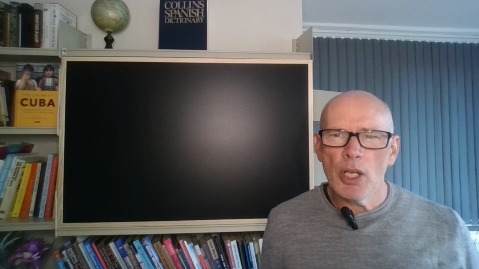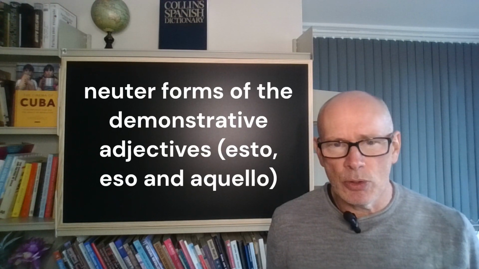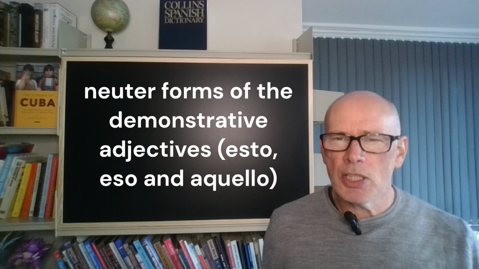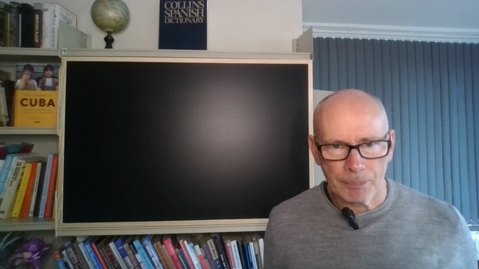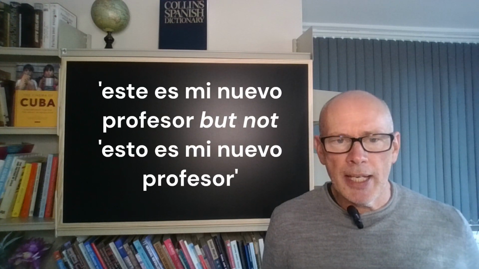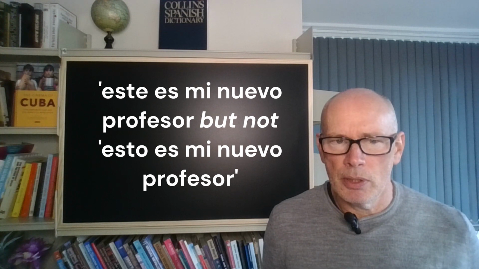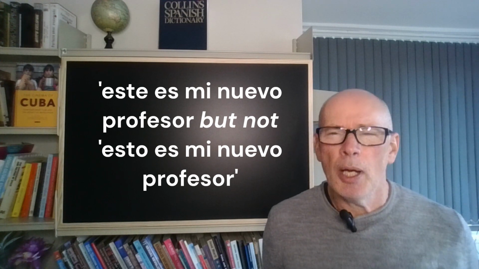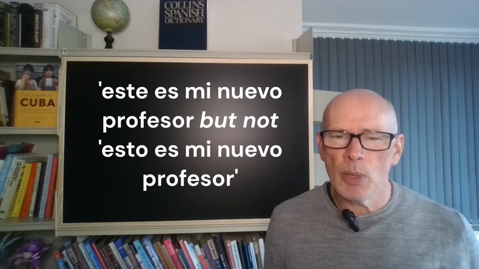There are also neuter forms of the demonstrative adjectives, esto, eso, and aquello, but you don't use these to refer to people. For example, you could say, este es mi nuevo profesor. This is my new teacher. But you can't say, esto es mi nuevo profesor.